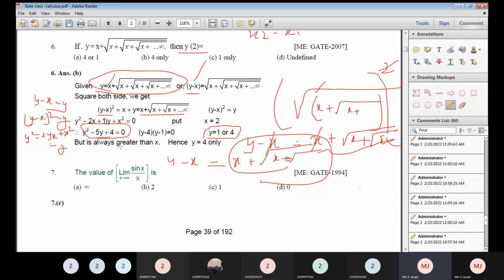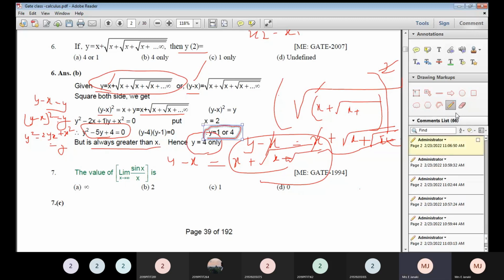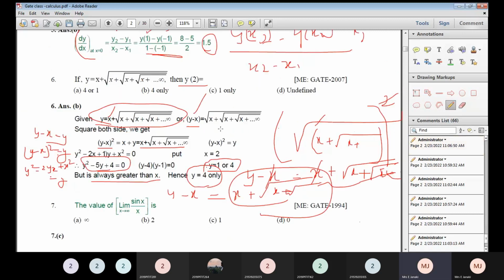But here y is greater than x. What about the x value? x is equal to 2. Therefore y takes a value more than 2 only. So here y is equal to 4. So the option, see here, the sixth option is B.